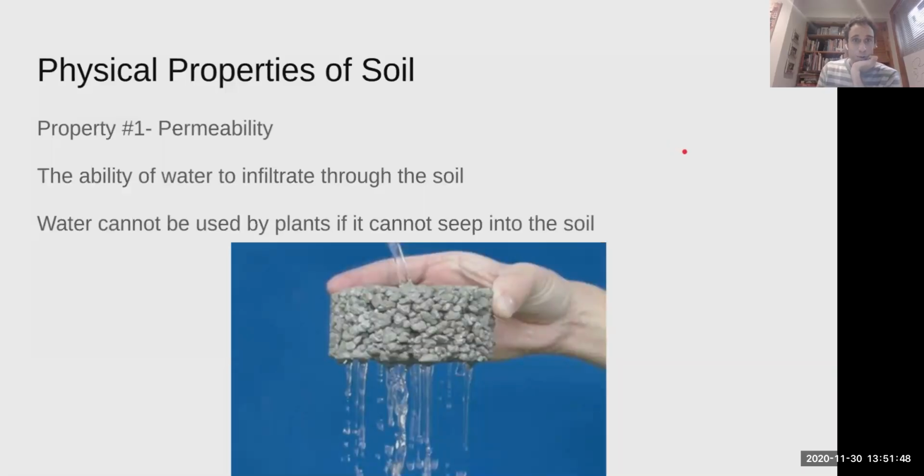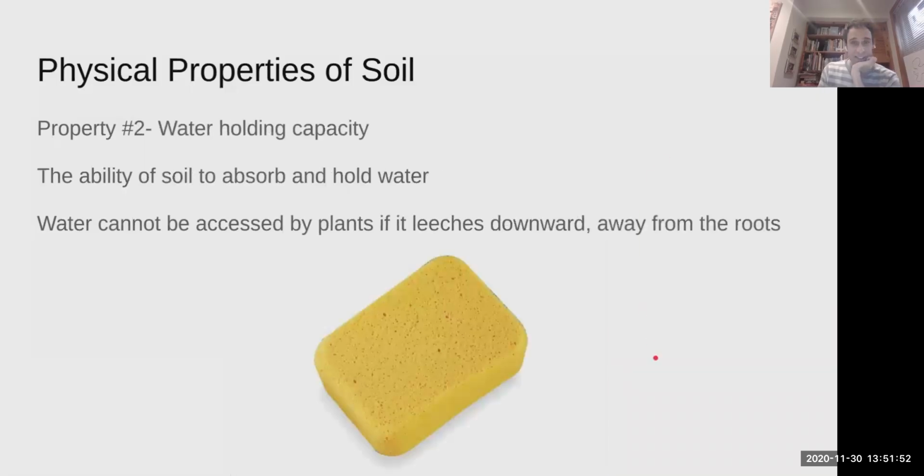Moving on to physical property number 2, and this is water holding capacity. This is the ability of soil to absorb and hold water, sort of like a sponge. You can soak your sponge in water and lift it up, and that water will sort of stay held in the sponge. Water can't be accessed by plants if it leaches downward. So basically, if it's too permeable, water can't be accessed by it.